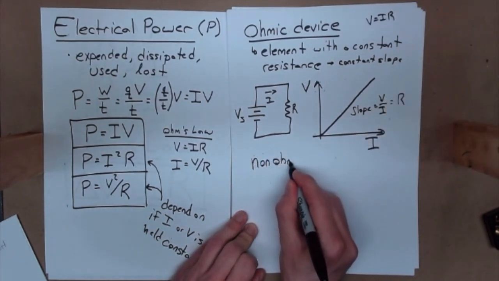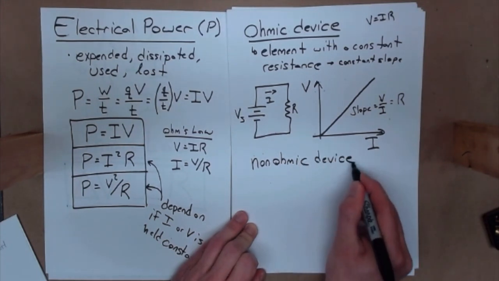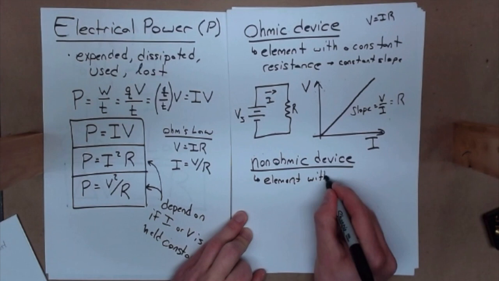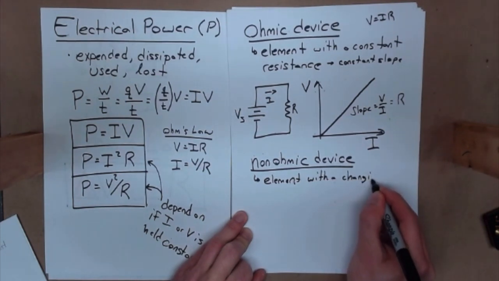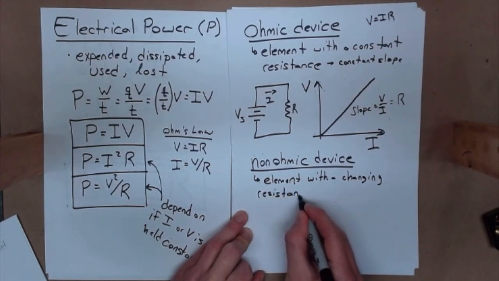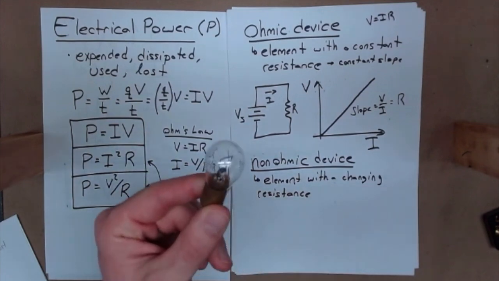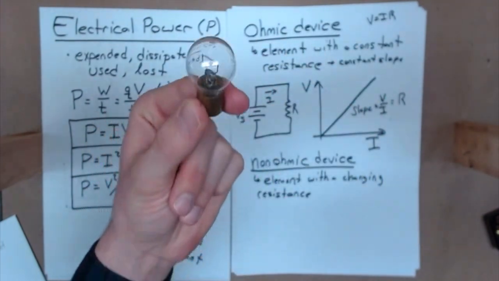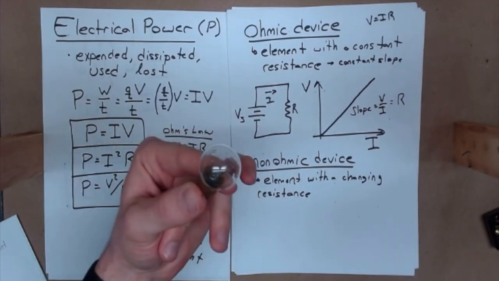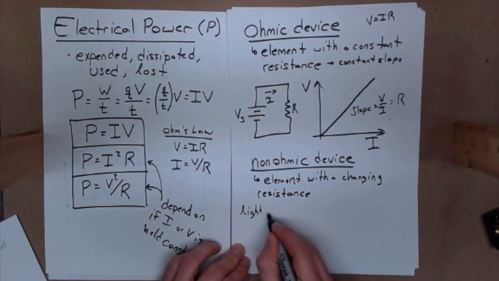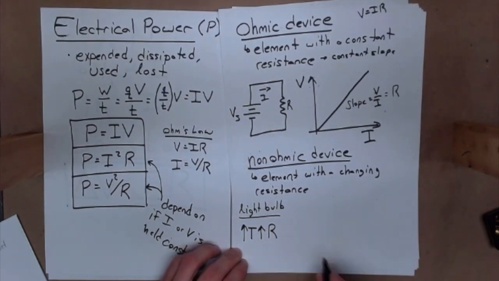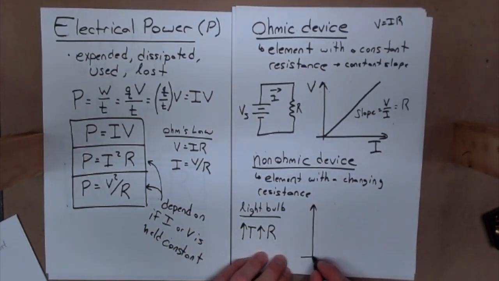But what about something that's non-ohmic? Well, this is going to be the opposite, right? This is going to be an element with a changing resistance. A great example of a non-ohmic device is a light bulb, right? Have you ever tried unscrewing a light bulb from the socket? It gets very, very hot, right? This thing gets incredibly hot. Well, as we increase the temperature, what we find is that we actually increase the resistance. And so if we create one of these graphs of V versus I for an object like a light bulb, what should be happening?